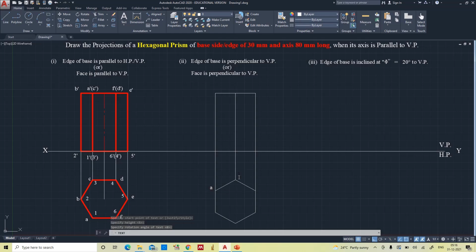A, B, C, D, E and F, and the bottom base 1, 2, 3, 4, 5 and then 6. Now let us give the upper base notations. F is clearly visible, A is invisible. F dash of A dash.